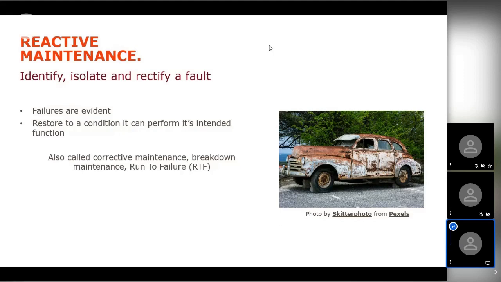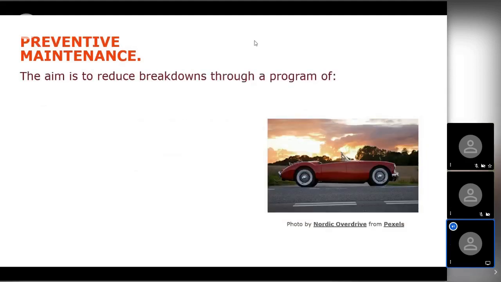If we get a fault, isolate the equipment and fix it. Pretty simple. If it's not broken, don't fix it. The failure is obvious. It's what we call evident. Our task as the maintenance team is to bring it back to the condition that we intended it to function in the first place. Some other people call it corrective maintenance or breakdown maintenance or run to failure. They're very similar, slight differences, but more or less what we call reactive. We're going to react to that failure.